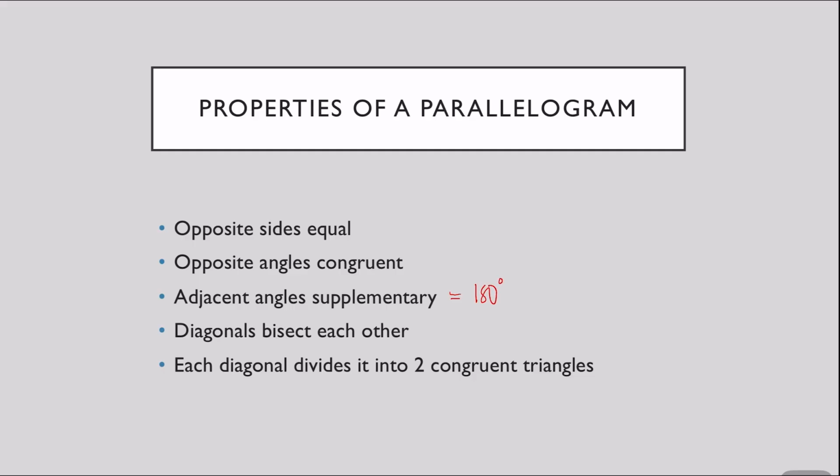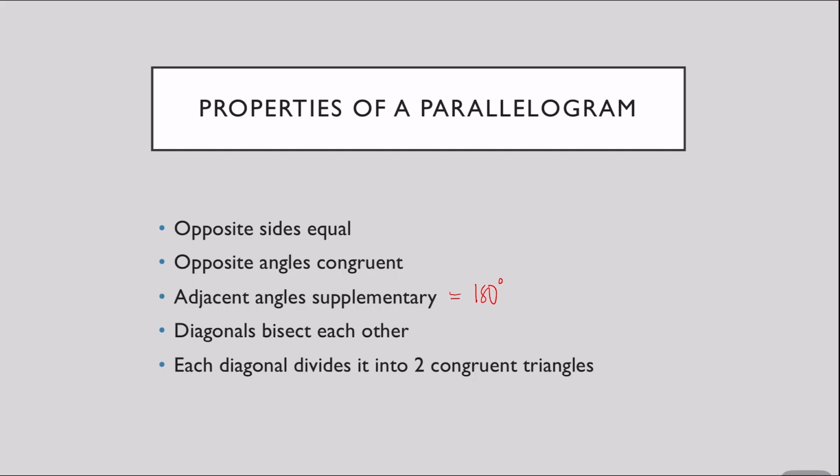When you connect the diagonals, usually for quadrilaterals you have two diagonals. Those two diagonals bisect each other, so their intersection is the midpoint of both diagonals. Each diagonal that we draw on a parallelogram divides the shape into two congruent triangles, or the same exact triangles, basically.